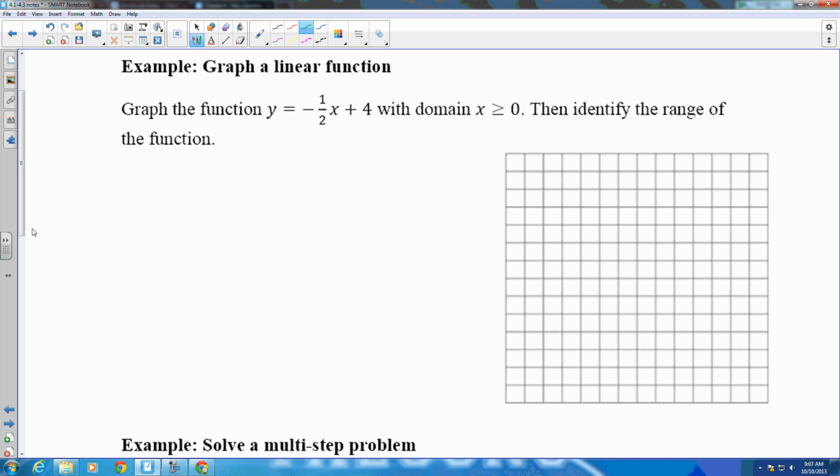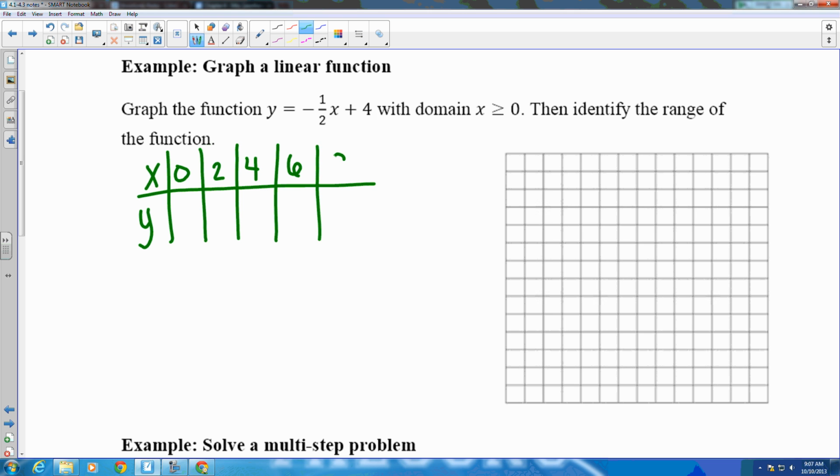Graph the function y equals negative 1/2 x plus 4, where the domain is greater than or equal to 0, then identify the range. Alright, so we need to pick some points. It's already solved for y, so we don't have to do that. The domain has to be greater than or equal to 0, so let's pick a bunch of points that are 0 and greater. It really doesn't matter what you pick. I'm going to go out to 8. I'm going to go by 2s.